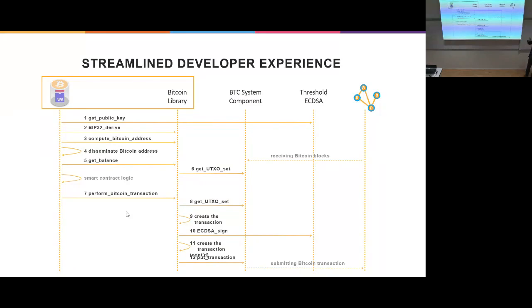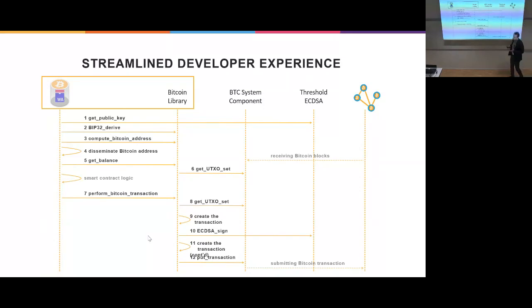And what I would like to show you next is how streamlined the developer experience is for the Internet Computer when you want to do something with Bitcoin. So let's say we have a Bitcoin-enabled canister that wants to build a smart contract using Bitcoin. We have a Bitcoin library that we can run inside, so it's code running inside the canister. We have the system component, threshold ECDSA, and we have the Bitcoin network.